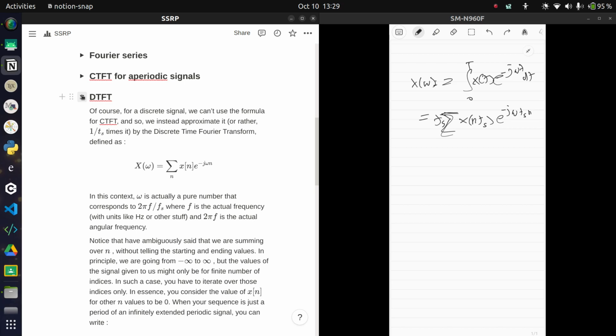That's weird. In any case, as your sampling time approaches 0, of course this just becomes equal to the CTFT, this expression. But otherwise, this is the DTFT, and that times Ts. This is the DTFT, not the complete thing. Just remember that. So what we can say is DTFT times Ts is approximately the CTFT.